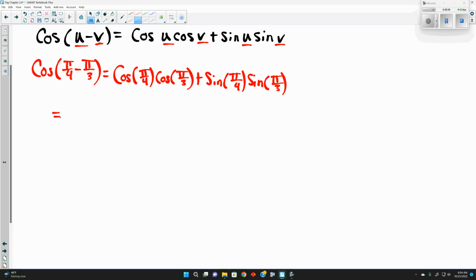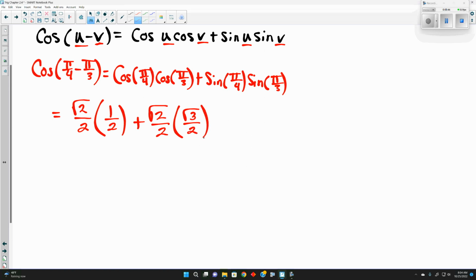Now, luckily for us, pi over 4 and pi over 3 are on the unit circle. There are given values. Cosine of pi over 4 is square root 2 over 2, and cosine of pi over 3 is 1/2. Now, sine of pi over 4 is square root 2 over 2, and sine of pi over 3 is going to be square root 3 over 2.